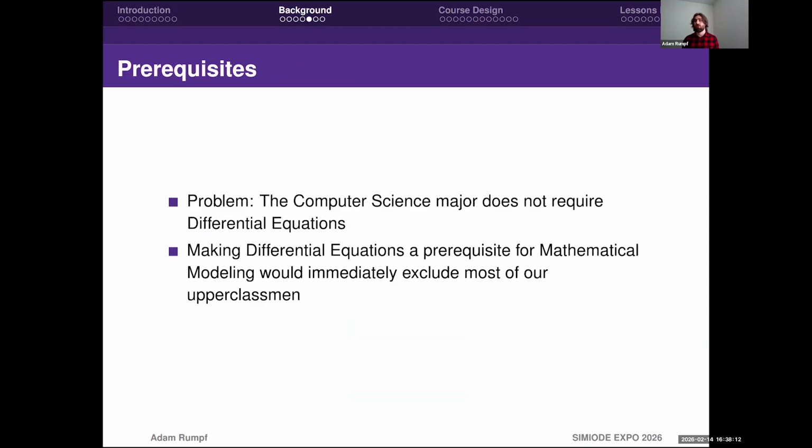So here's the basic problem that we were faced with in planning our math modeling course. The computer science major, who we would really like to recruit students from, does not require differential equations for their program, which means that most computer science students haven't taken it. So if we were to make DiffEq a prerequisite for our math modeling class, that would immediately close off the class to a large portion of our students.